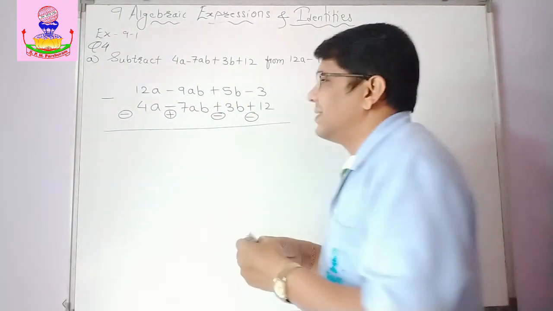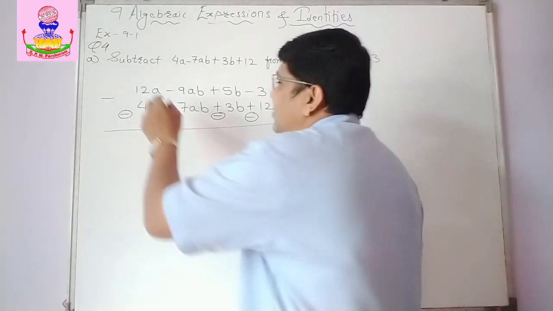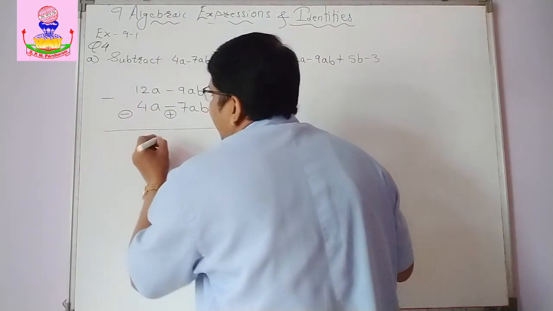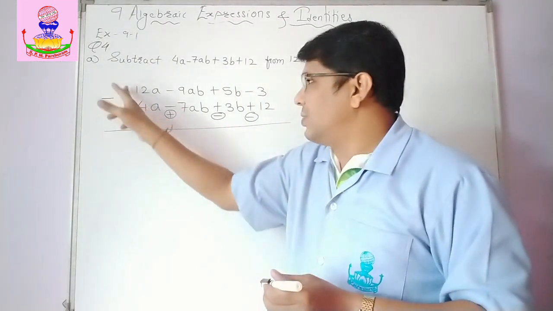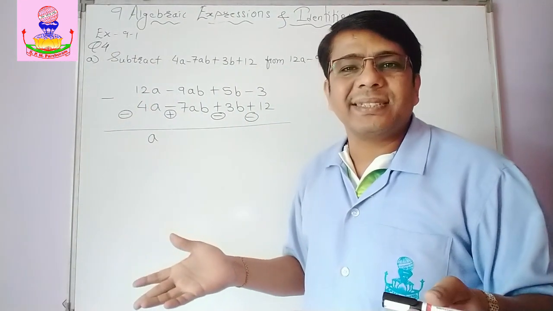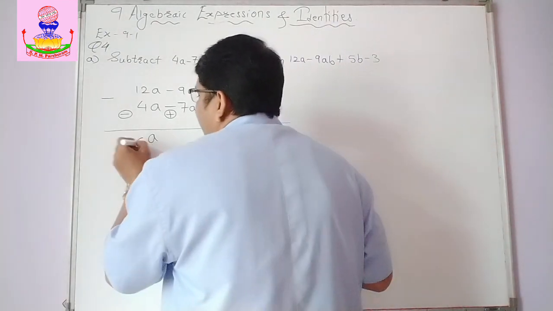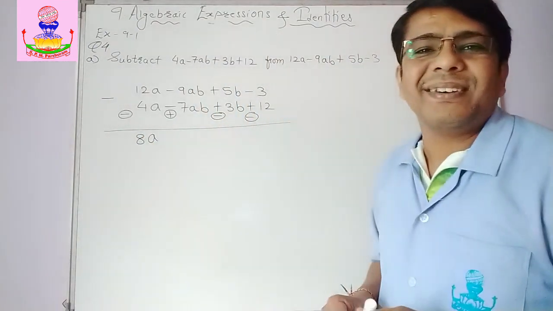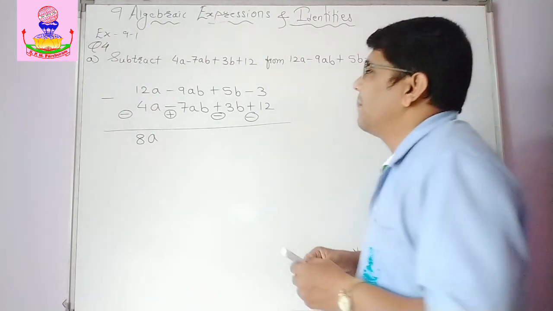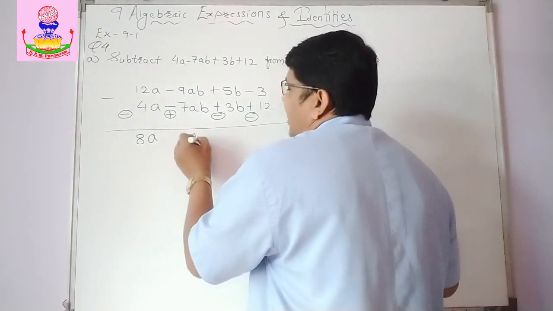Okay, now let's do our work of subtraction. So write the variable first, a. Now here, plus 12 minus 4, regular subtraction, difference in sign, go for subtraction, 12 minus 4, 8. Give the sign of the bigger number. What is it? Plus sign. Okay, then ab.